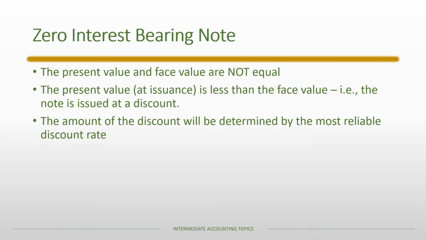As the most reliable discount rate changes, the amount of the discount is going to change. If the rate is higher, that means the discount is going to be greater. And of course, the difference between the present value and the face value is that discount balance. And the discount balance will capture the interest expense that will eventually be recorded over the life of the note.